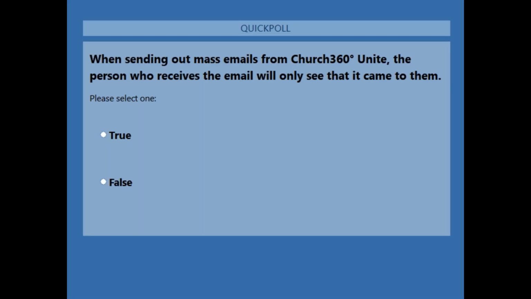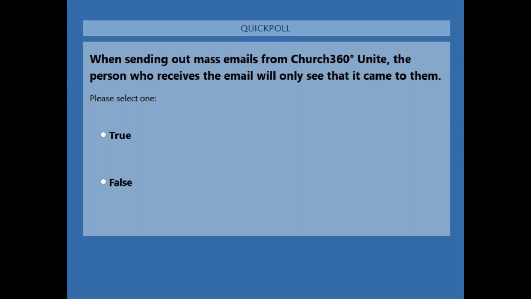Go ahead and make your selection there. When sending out a mass email from Church360 Unite, the person who is on the receiving end will only see that it came to them. It will look specific, like it came to them only. All right, let's go ahead and close.